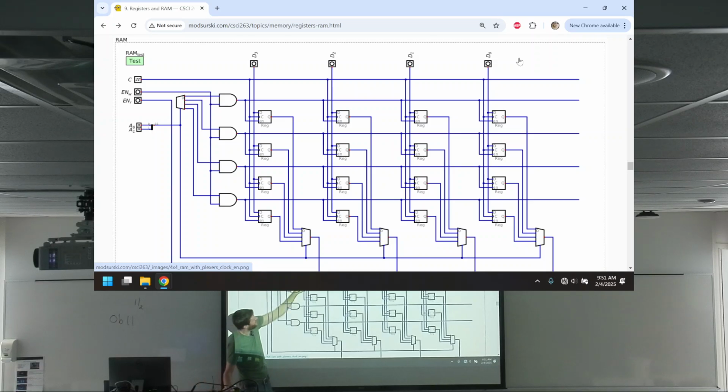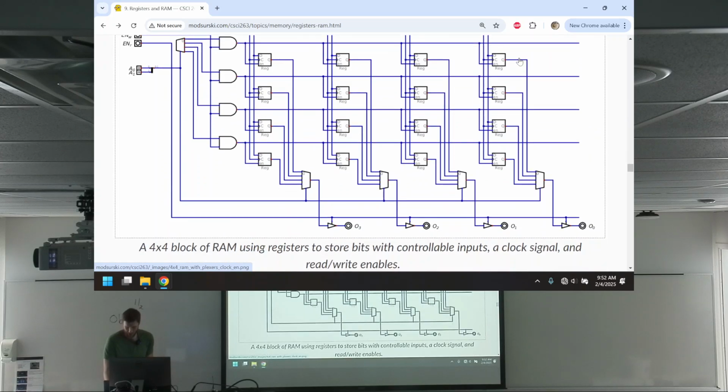So which of these is actually being enabled? And the enable, all bits in the same row will be enabled at the same time. All registers, pardon me, in the same row will always be enabled at the same time. So that's putting data into RAM. Cool?